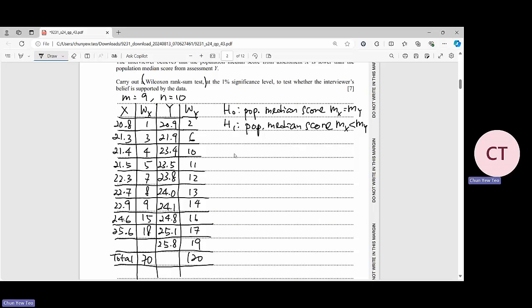Then we need to find the critical value. For this case, we just need to take the critical value from the table. Your M is 9, N is 10, and this is a one-tail test, because it is only one tail. Then just look from the table directly, and you get the answer 61.